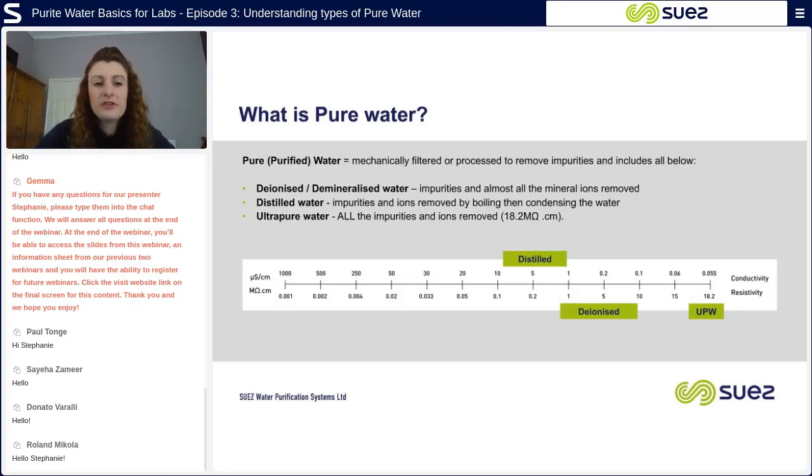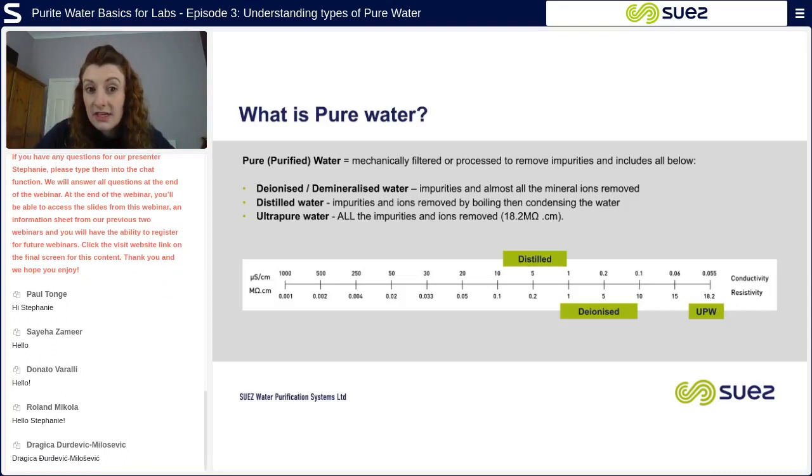Deionized water, which is also sometimes called demineralized water, has had almost all of the mineral ions removed, such as cations like sodium and calcium, and anions such as chloride and sulfate. Deionized water is a form of pure water and has a resistivity between 1 and 10 megohms.